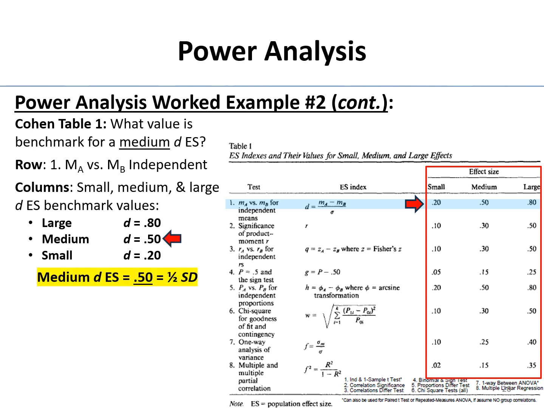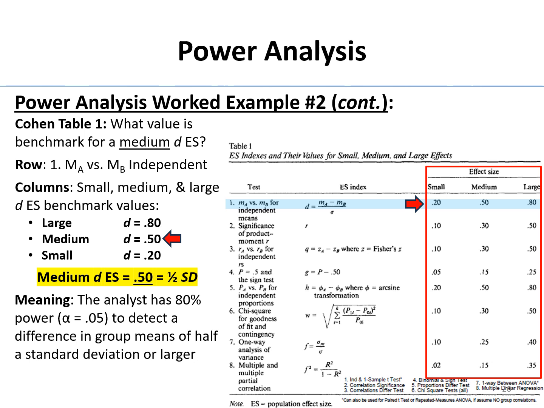So what is a D of 0.50? Well, it's like a z-score. So it basically says that value there is about a half standard deviation difference between the means of the groups. So 0.5 standard deviation. So the conclusion here is that the analyst doing this study has 80% power to detect a difference in the group means of half a standard deviation or larger.